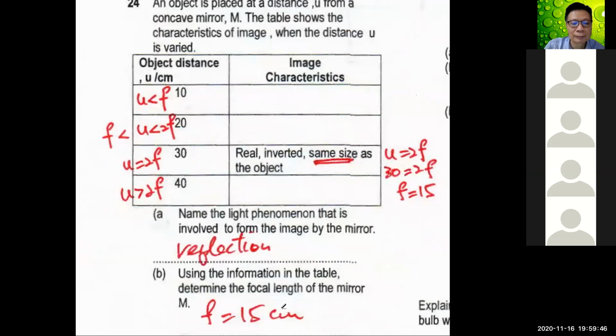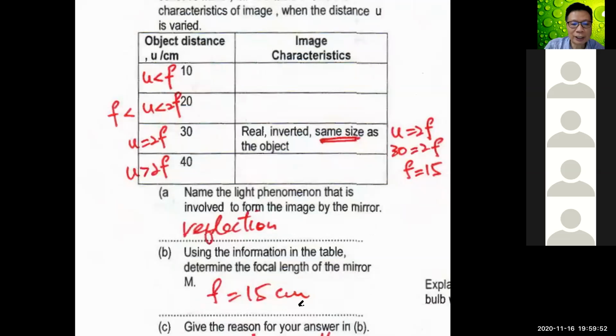Okay. Next, give the reason for your answer. How to give the reasoning? Give the reason for this answer. Why is the answer 15? What reason do you want to give here? Nicole, can you tell me why? What reason can you give for F equal to 15 there? What reason, Nicole?